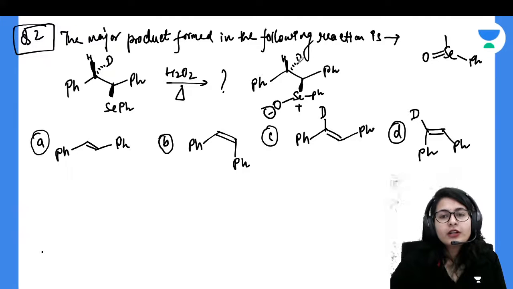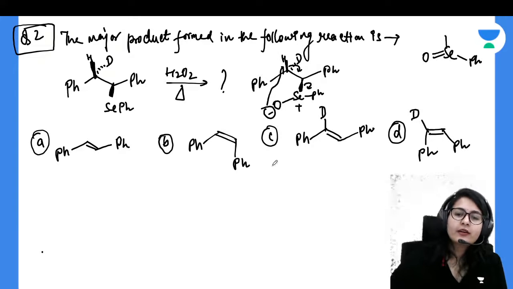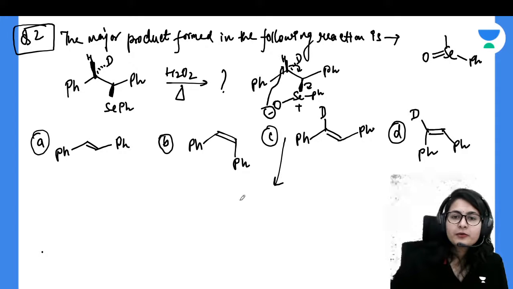You are going to remove the proton, not the deuterium. So that is why the hydrogen is eliminated along with the OSePh. What is going to be the product? Product is option number C.